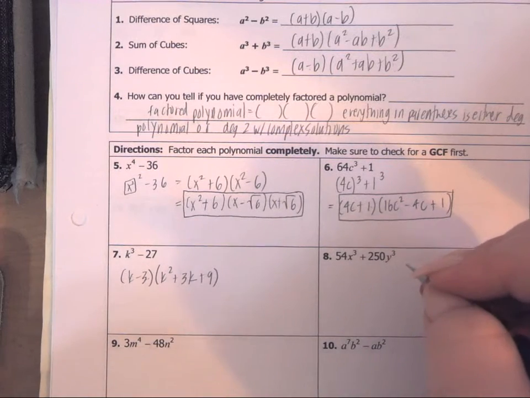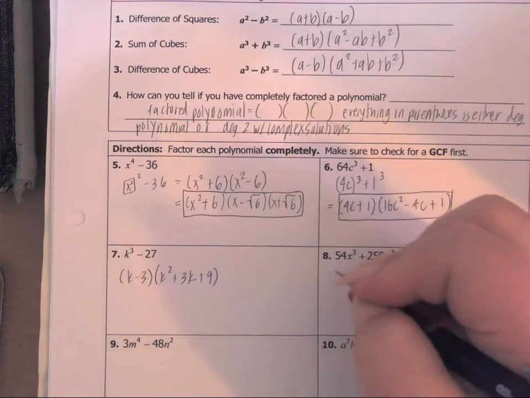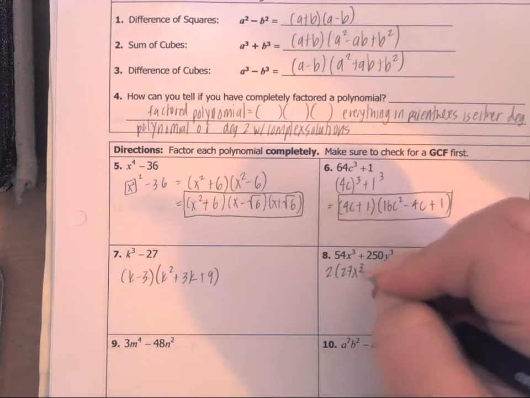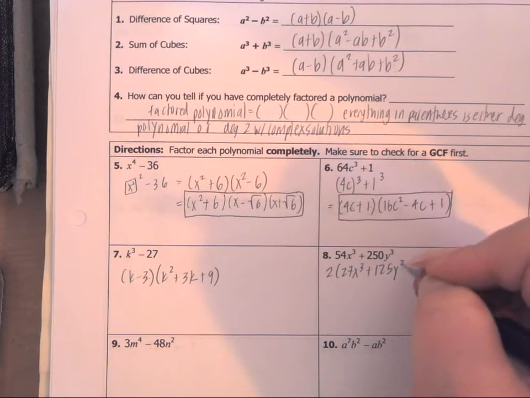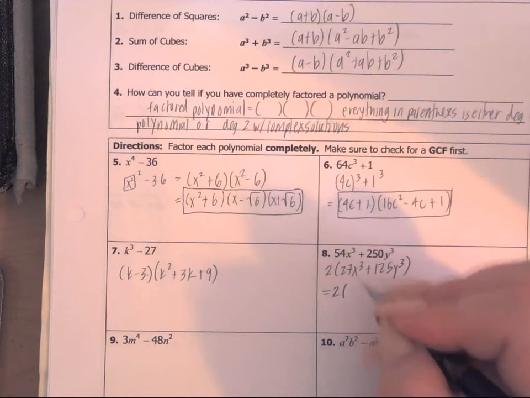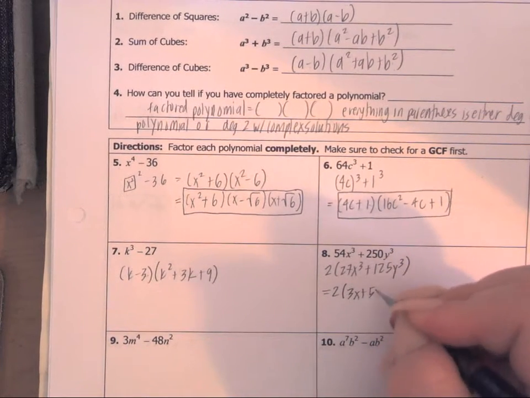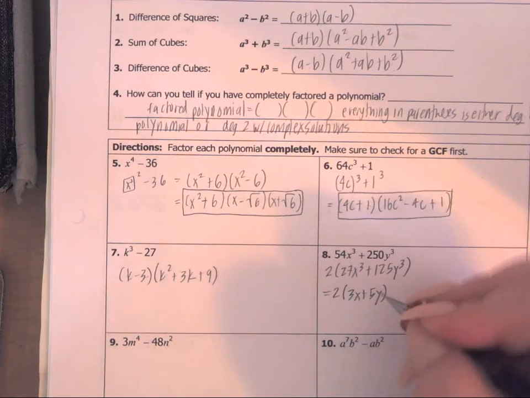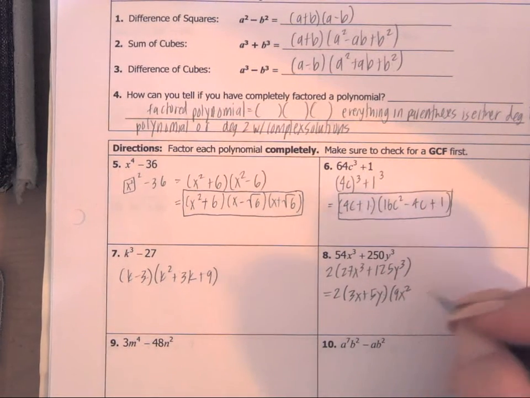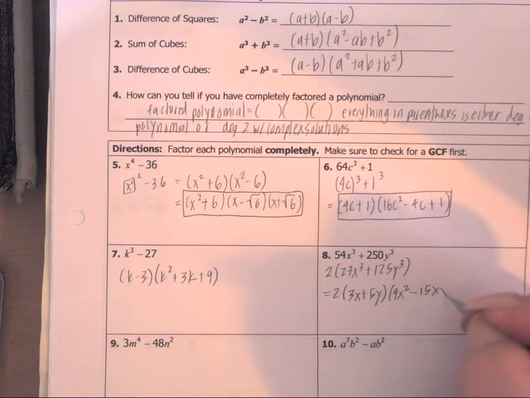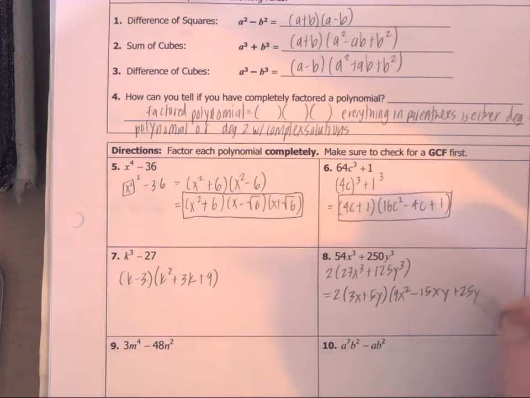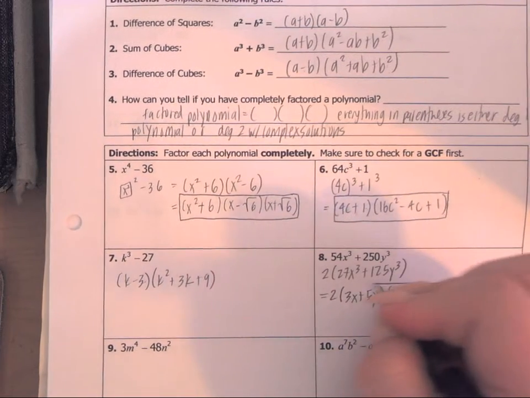Okay, it looks like you can pull out a 2 first, and then that's 27x cubed plus 125y cubed, and there's your sum of cubes. So then that's 3x plus 5y, and then it's this squared first, so 9x squared, then minus these times each other, so minus 15xy, then plus this squared, so 25y squared.